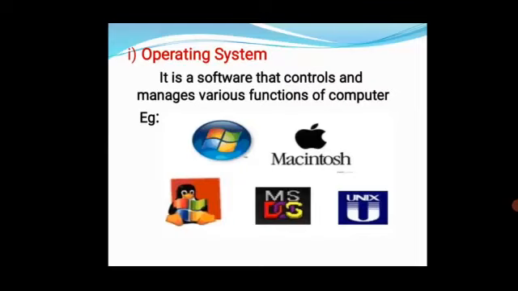So operating system means what? It is one type of system software. It acts as an interface between user and system. What operating systems are available? I have given Windows, Macintosh, MS-DOS, Unix, Linux. See, student, the first icon is Windows. Many versions are available: Windows 7, Windows 10, Windows XP. Nowadays we are using Windows 10.